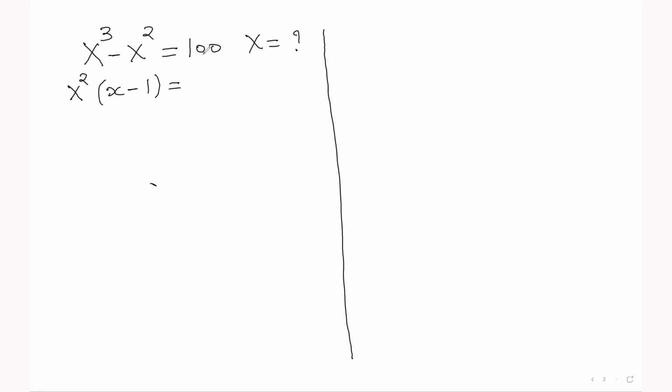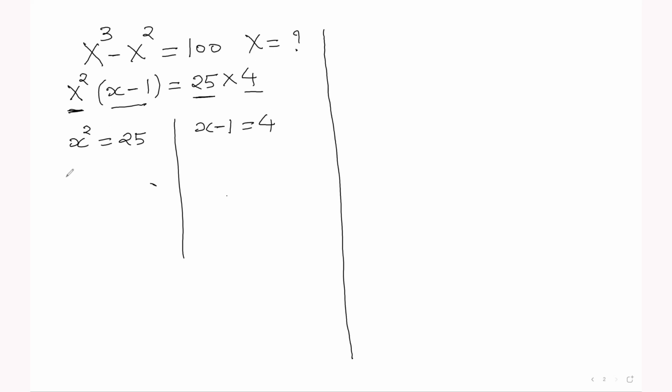Now, 100, I will try to split up in 25 multiplied by 4. So I can compare my x square with 25 and x minus 1 with 4. So my x square equal to 25 and my x minus 1 equal to 4.